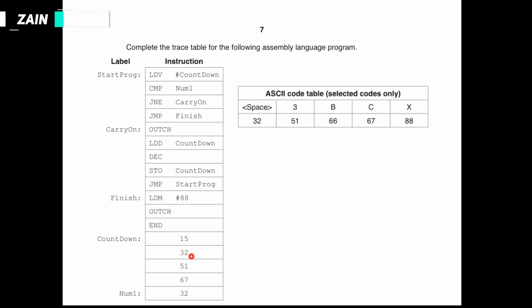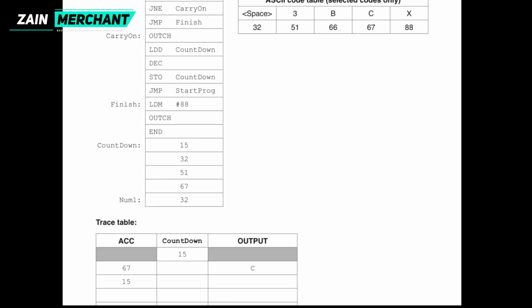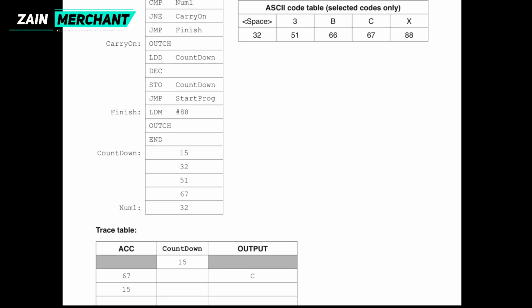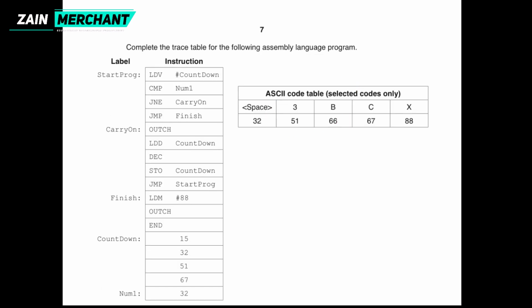So these are the instructions, these are the labels. So this is basically symbolic addressing. So, an assembly language program written using symbolic addressing. This is the trace table that we are going to fill, and the ASCII code table that we'll use in this question.